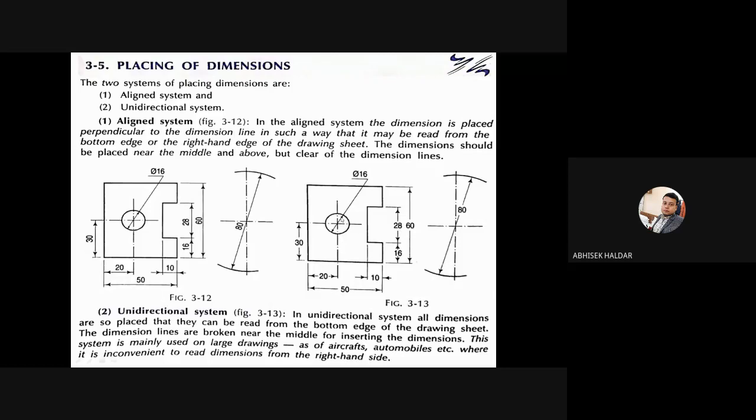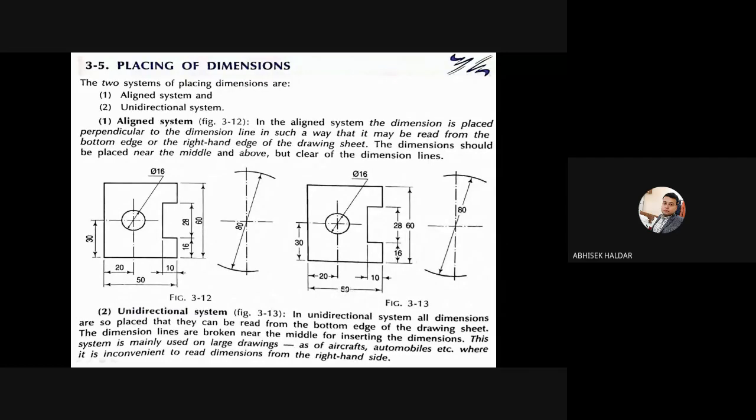And this one is your unidirectional system. You can see the difference here also. The extension line and dimension line will be there, but the dimension line will be broken at the middle. That would be a gap. Exactly at the middle you have to write the value of the dimension.